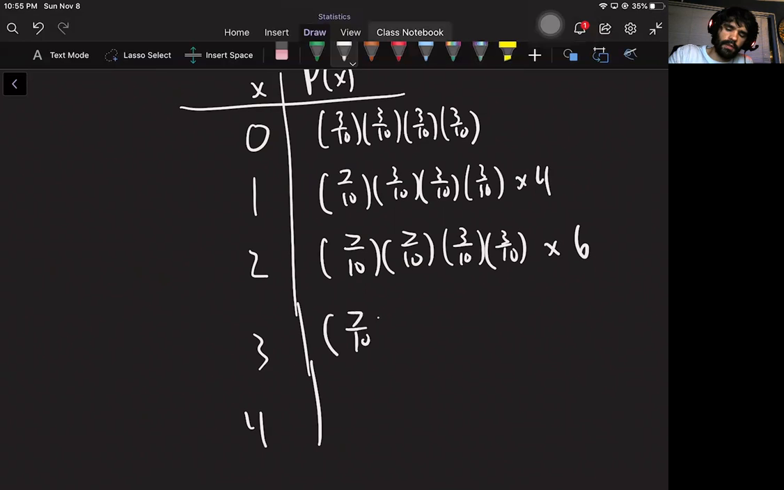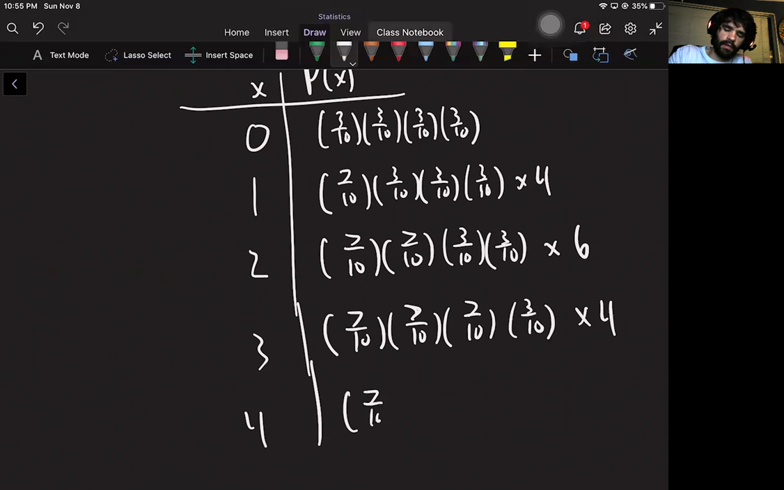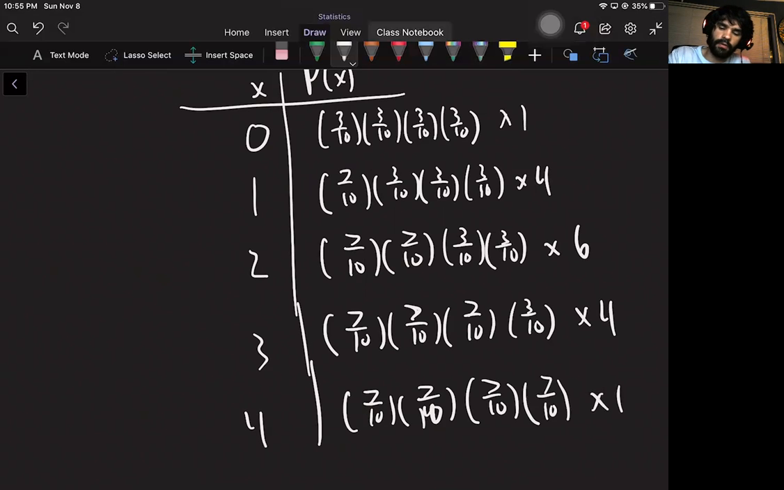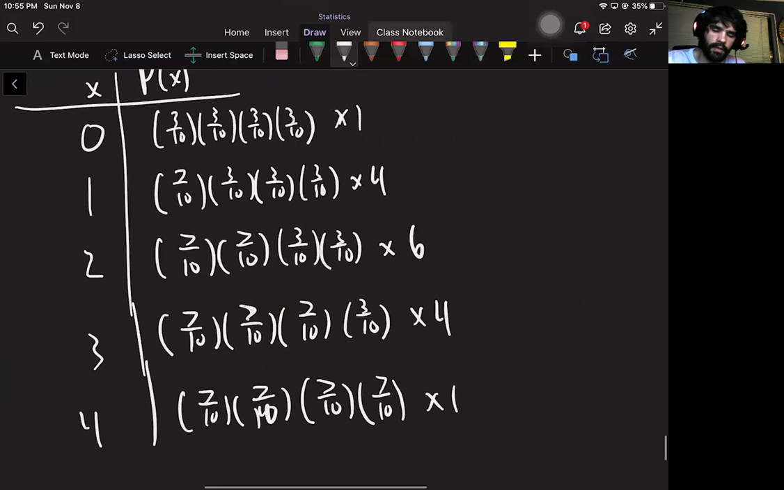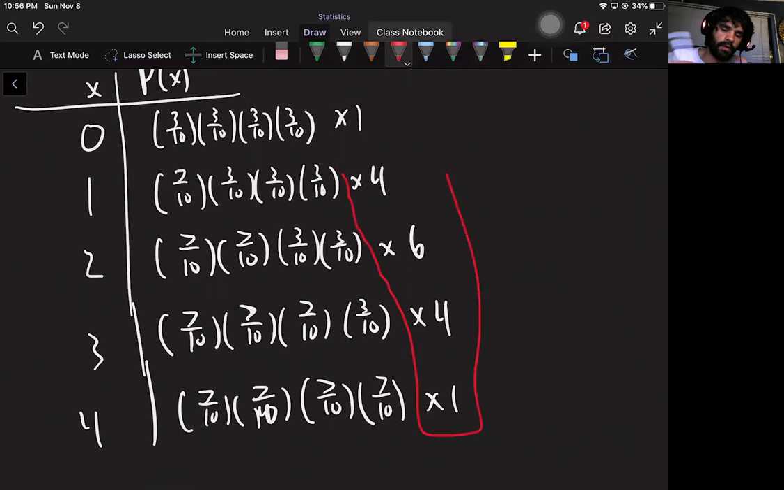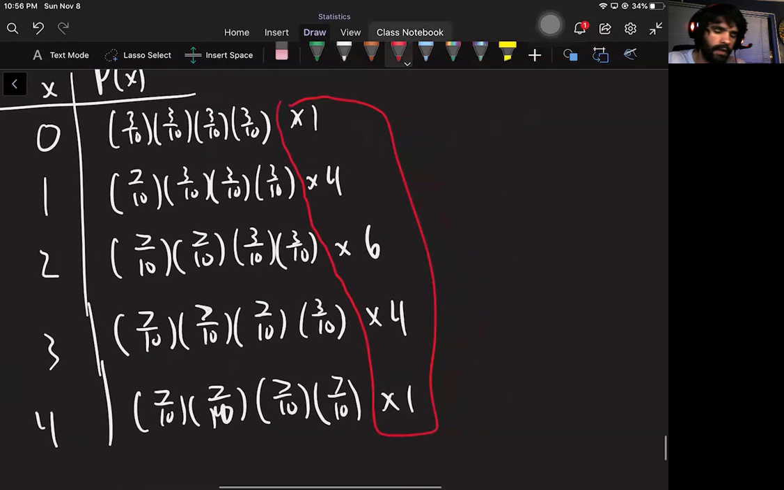And now I'm succeeding 3 times, failing once, 4 ways to do that. And then finally, I'm succeeding all 4 times out of 4. And there's only the one way to do that. So I'm going to write a times 1, even though it doesn't really matter, just to look sort of proportional. And that's because these numbers are very important, and you might recognize them from something called Pascal's triangle. But if not, that's okay.